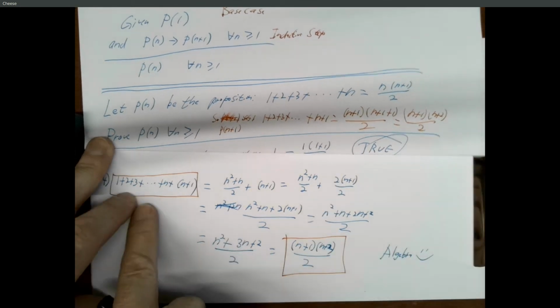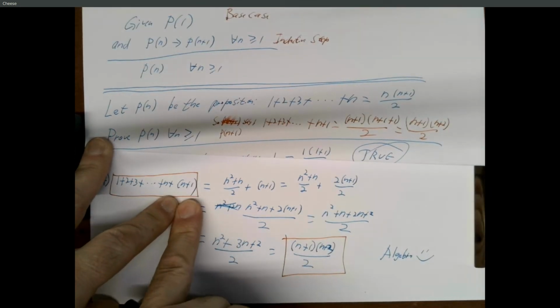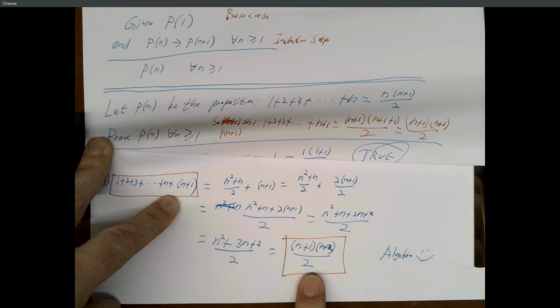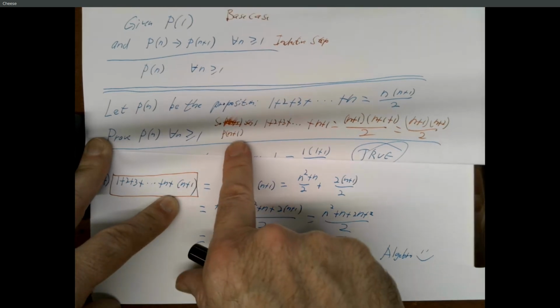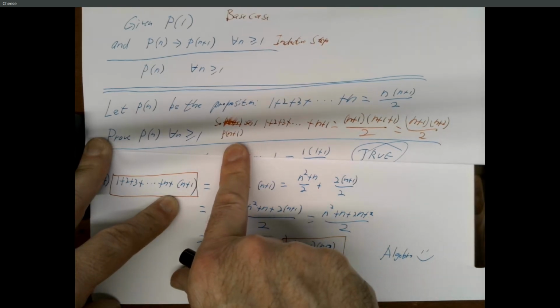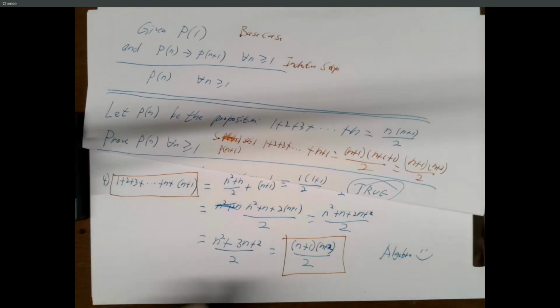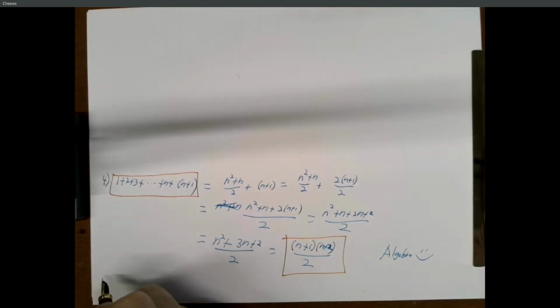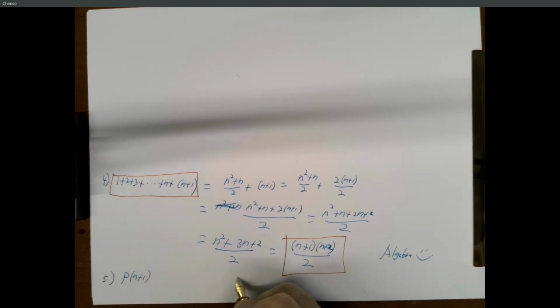Well, what have I just proven? The sum of the first n plus 1 integers equals (n plus 1) times (n plus 2) over 2. I've just proven P(n+1). So I can write this down as a fifth step of my proof, P(n+1), and that's because of the definition of P(n+1).